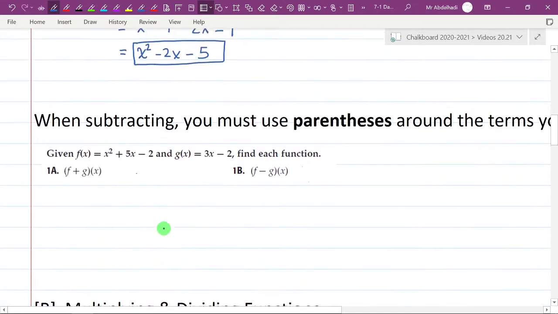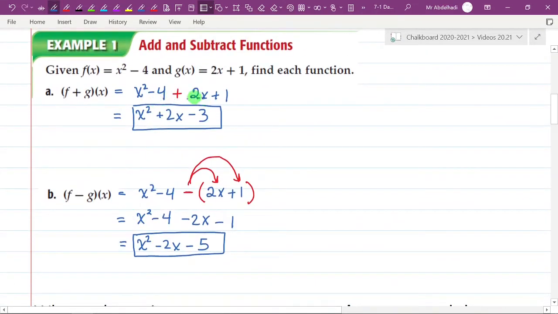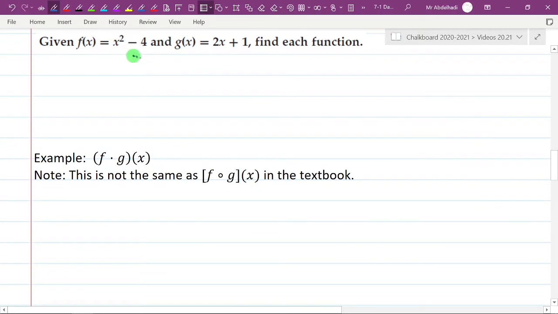Just remember, when you're adding, you don't need parentheses. And when you're subtracting, you do need parentheses around the thing you're subtracting. Okay, now we're going to take the same two functions, f and g, same x squared minus 4, same 2x plus 1, and we're going to try multiplying and dividing.